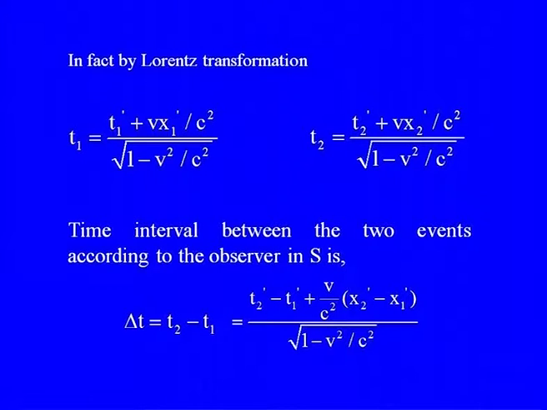Okay. So the time interval between these two events, according to the measurement made in the S frame, that's delta t, let's say. So what's delta t now? Delta t is just T2 minus T1, and that is T2 prime minus T1 prime plus v by c square into x2 prime minus x1 prime, divided by the usual denominator, root over 1 minus v square by c square.